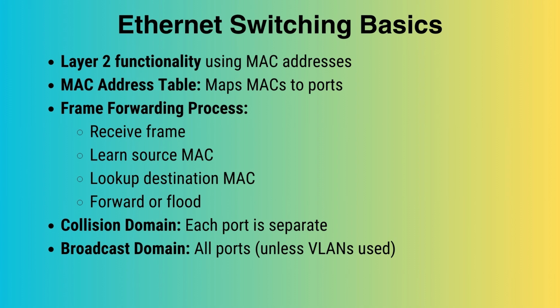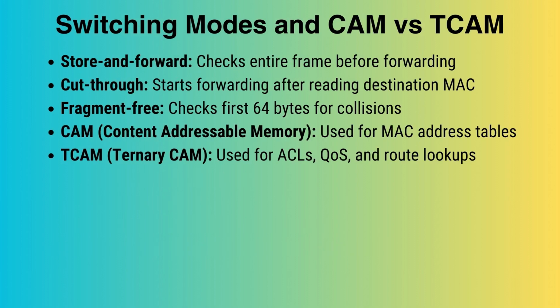Now let's explore different switching modes and memory types. Ethernet switches use different modes to handle data efficiently. These modes include store and forward, cut-through, and fragment-free.